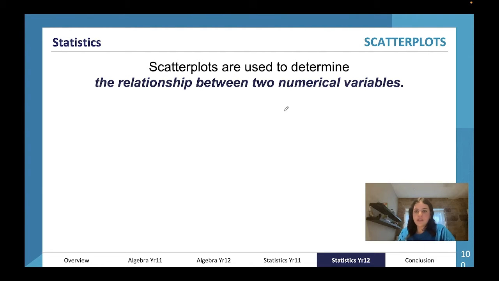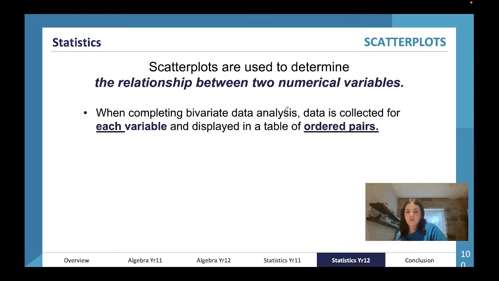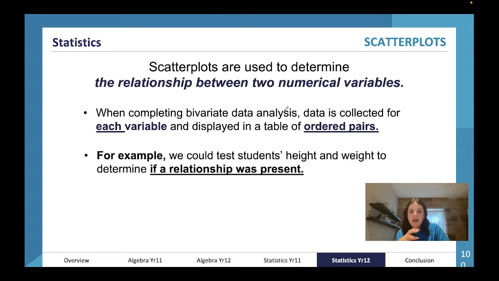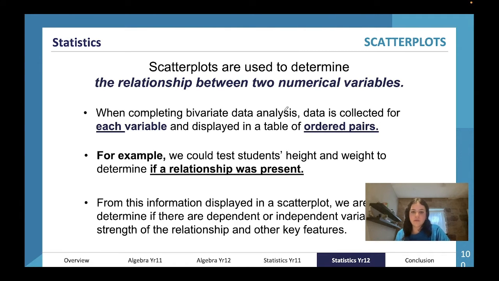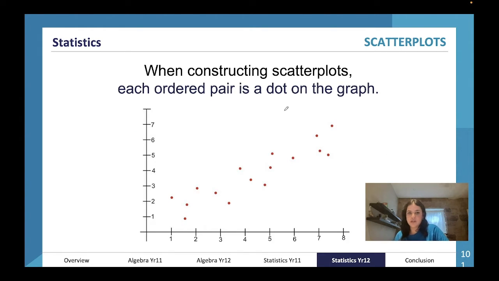Okay, scatter plots. Scatter plots are used to determine the relationship between two numerical variables. So in completing bivariate data analysis, we'll collect data for two different variables and then we display it in a table. So we might look at somebody's height and weight, and then we determine, is there a relationship present between those two variables? Then we determine, are they independent or dependent variables? Is it a strong relationship? We can answer a bunch of questions.